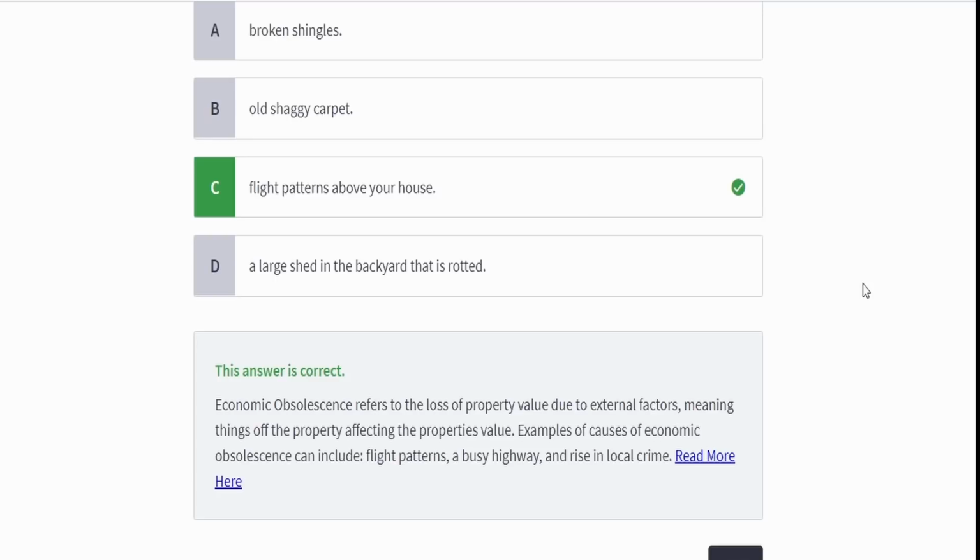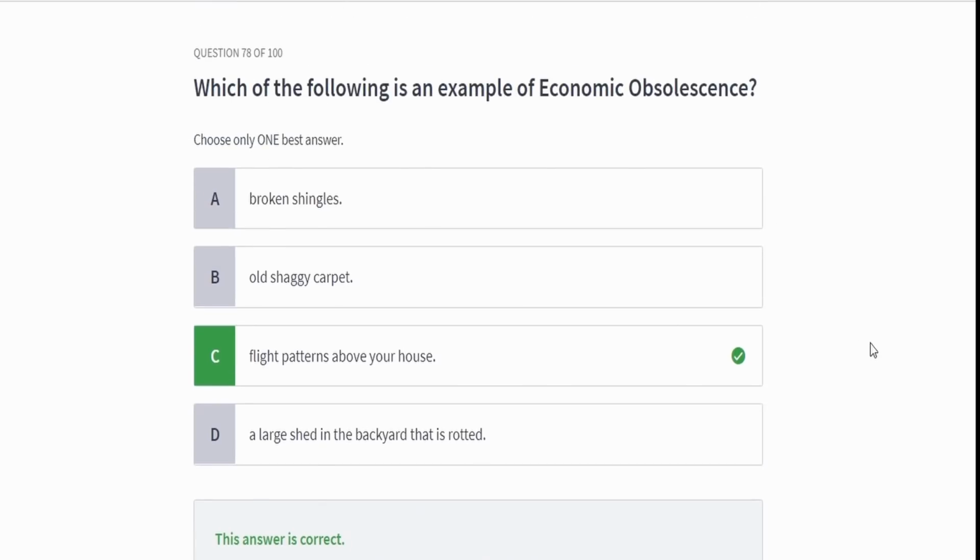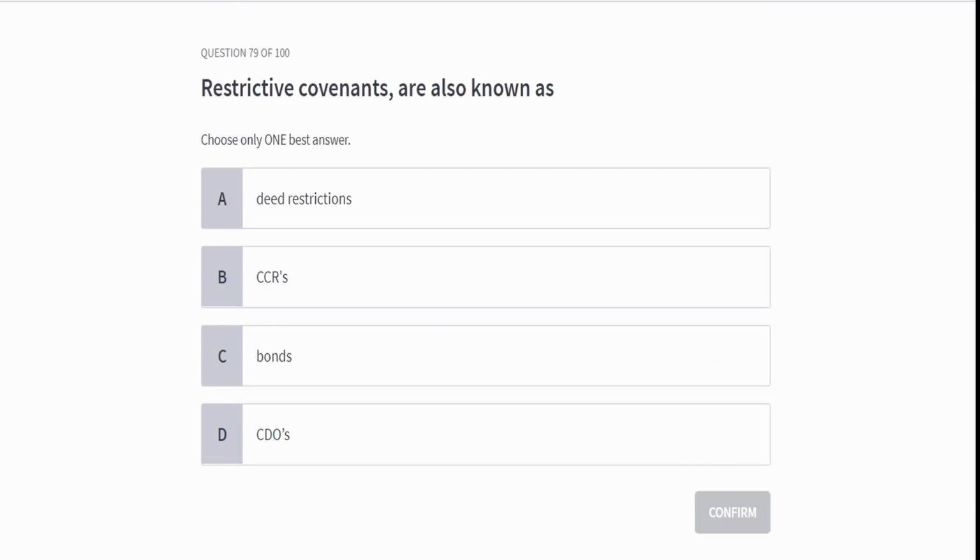It's an external factor, no matter what. It is just that form of economic obsolescence. That's what it is. It's that form of depreciation. And again, flight patterns, highways, rise in local crime, those are all examples of economic obsolescence. So hopefully you got that one.